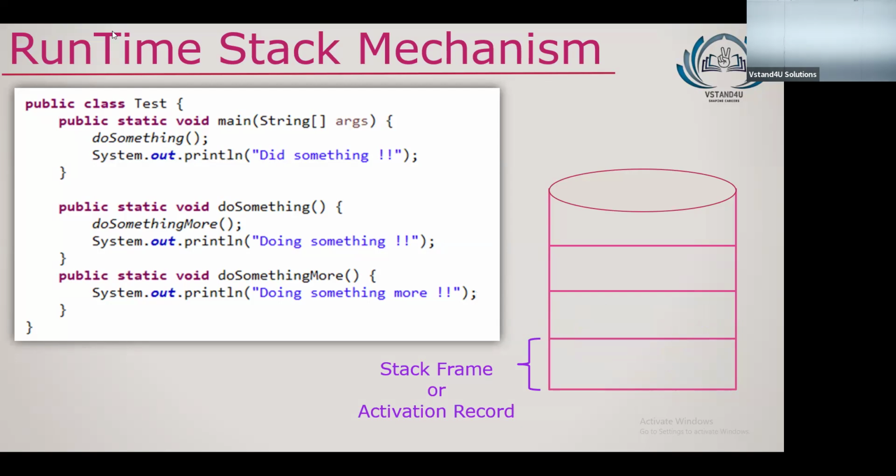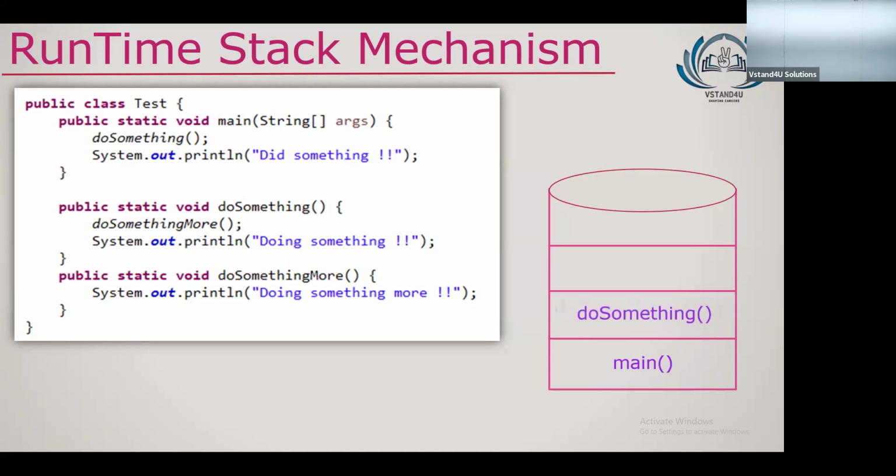Total methods are how many? One is the main method, one is the doSomething method, one is the doSomethingMore method. So basically 3 stack frames will be there. Whenever we see a method call, a new stack frame has to be created. So, total 3 stack frames will be there: one for the main method, one for doSomething, one for doSomethingMore.